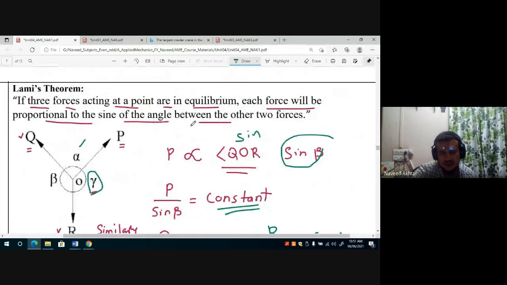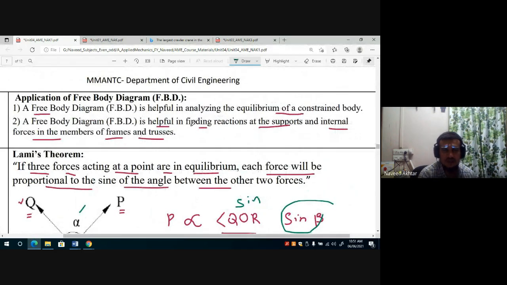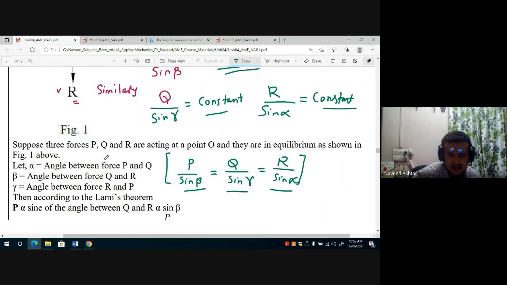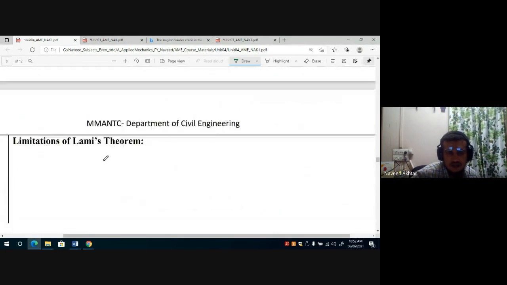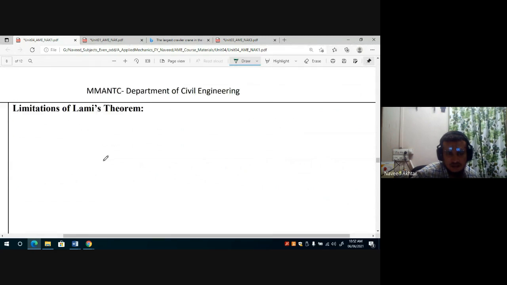Lami's theorem भी आपको समझ में आ गया, I think so. It is very simple. So this you will understand, and we will try to solve problems based on Lami's theorem and drawing the free body diagram also. तो आपको इक्विलिब्रियम फ्री बॉडी डायग्राम ये आपको समझ में आ गया.